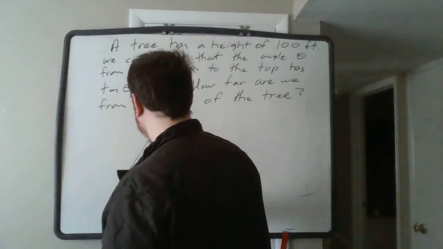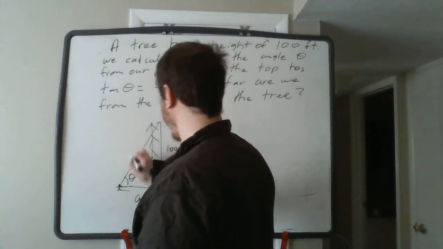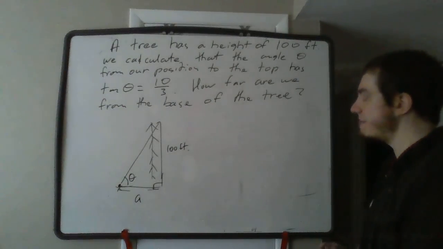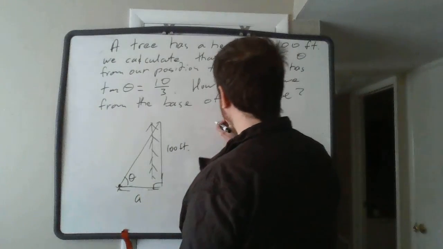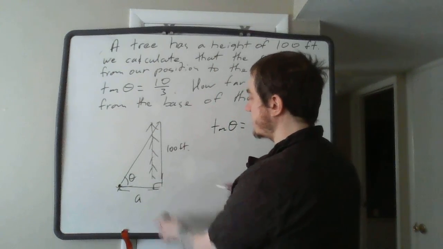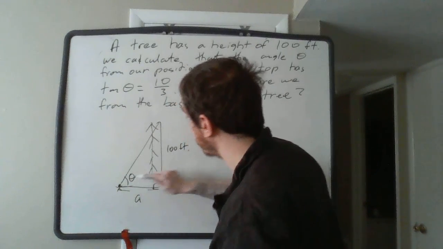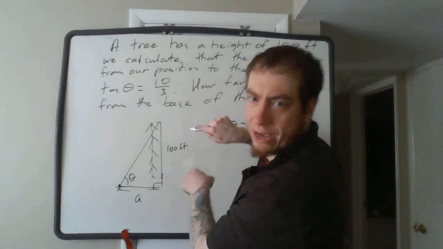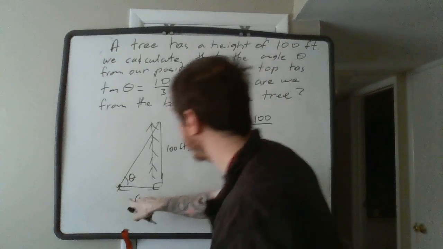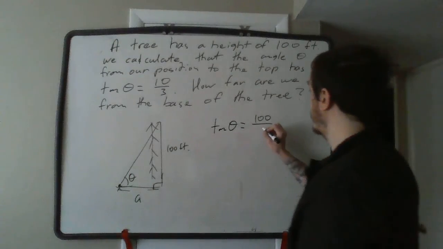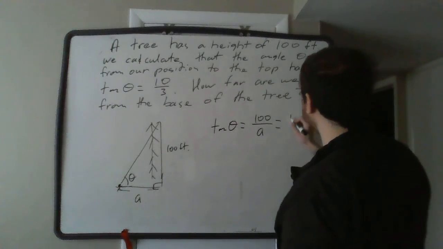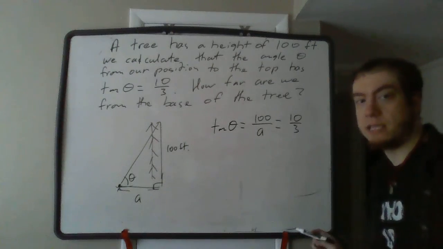So let's call this bottom side A. And we don't even really need to think about the hypotenuse in this case, so I'm not going to end up labeling it. What I know is that the tangent of theta is the opposite side over the adjacent side. And because this angle theta is down here, this side, which is actually the height of the tree, is the opposite. And this side down here that I've labeled A is the adjacent. So this is really just opposite over adjacent, but this is also given to me as 10/3.